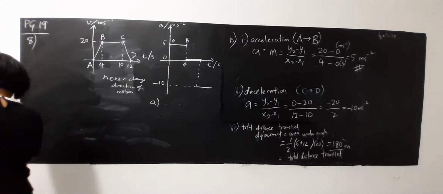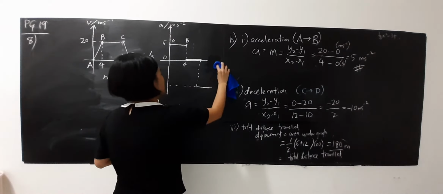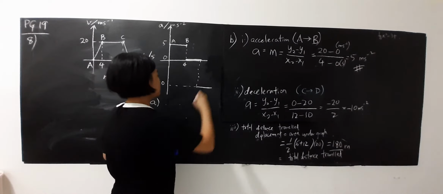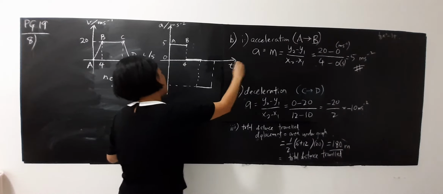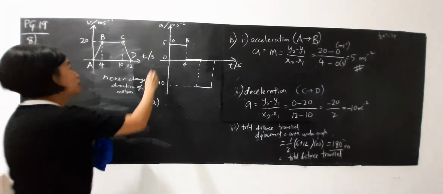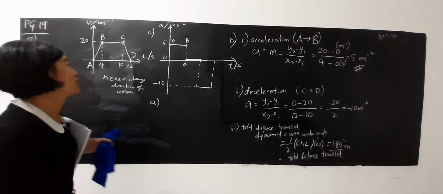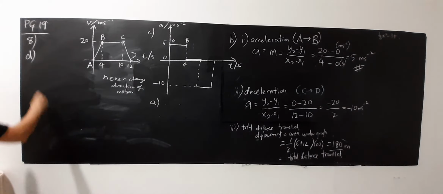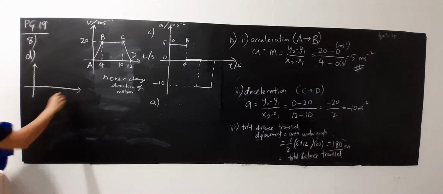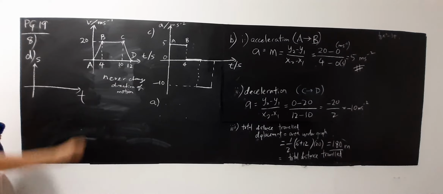And don't forget you must label the time. You label time here, so this one is our time, and the unit is in seconds. So this is the answer for part C. And we continue with part D, the last part. What do they want? They ask about the displacement versus time graph.